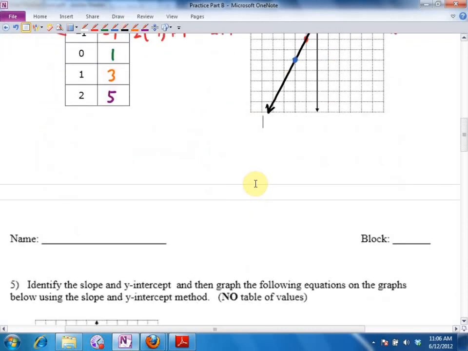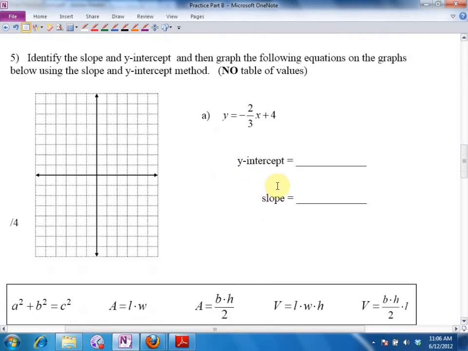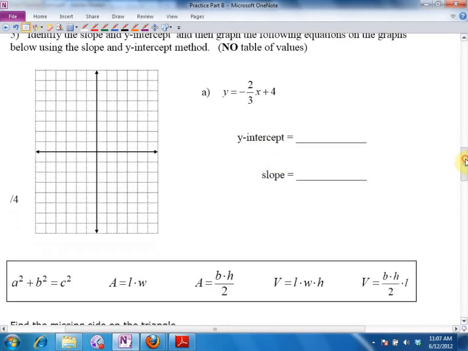Okay? You can get it later, offline. Next one, I taught you an easy way to do it without making a table of values. And the key is that you have to have y by itself. Here y is by itself. And I'm looking for these numbers here. This number in front of the x gives us the slope. And the number back here gives us the y-intercept. So the y-intercept is going to be 0, 4, and the slope is negative 2 over 3.